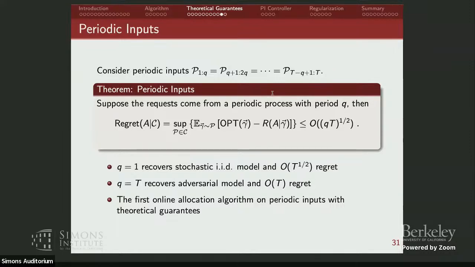And another thing I want to highlight is that we use the same algorithm for all of the five different input models. It just means the same algorithm can achieve almost the best performance for different input models. That's why we call it best of many worlds.